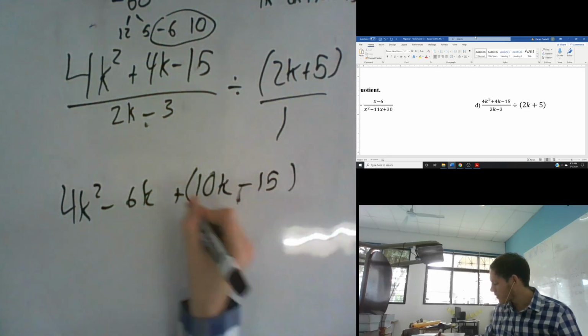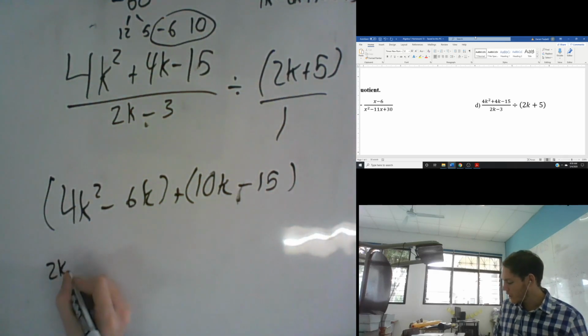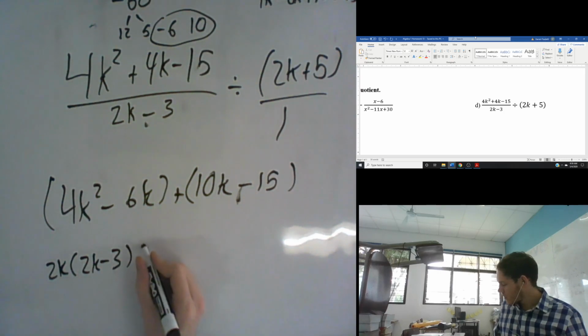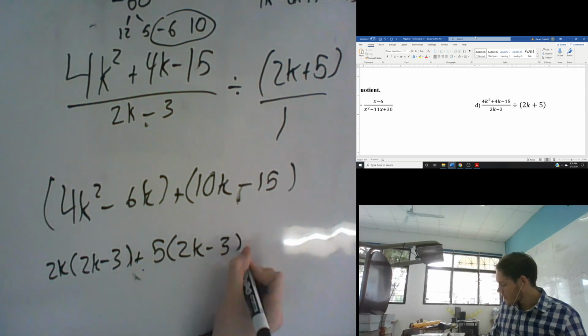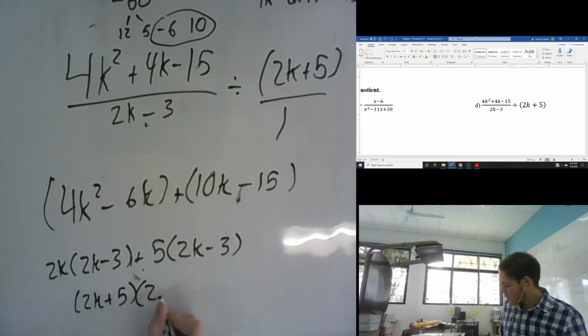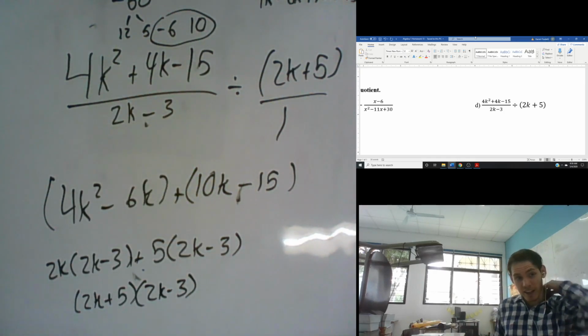Then you group the first two and the last two, and factor off what you can, which is 2k. So you get 2k minus 3, plus, factor off plus 5, 2k minus 3. Is the inside of the parentheses the same? Then this is 2k plus 5 times 2k minus 3. So that factors off, and then you should be able to simplify.